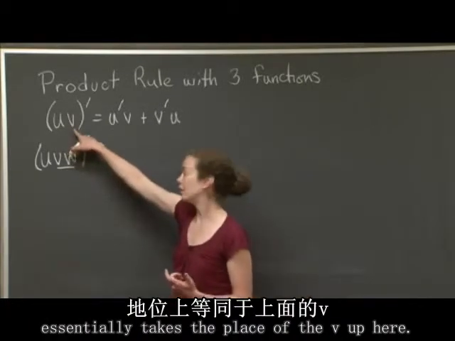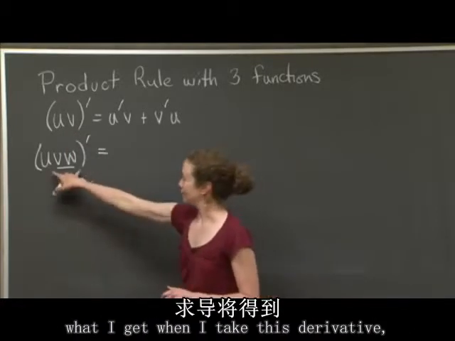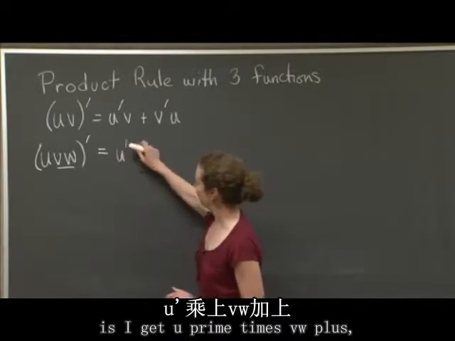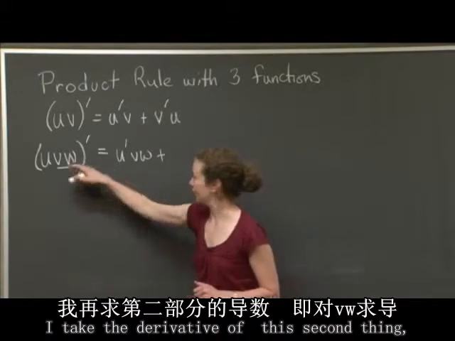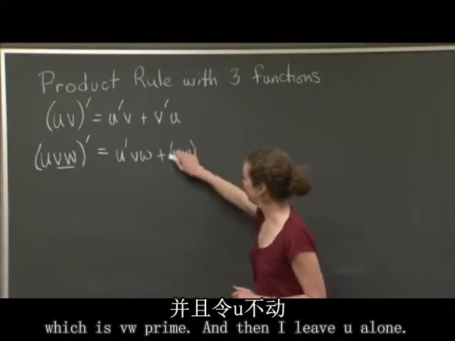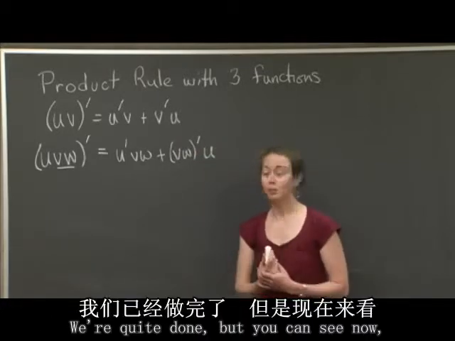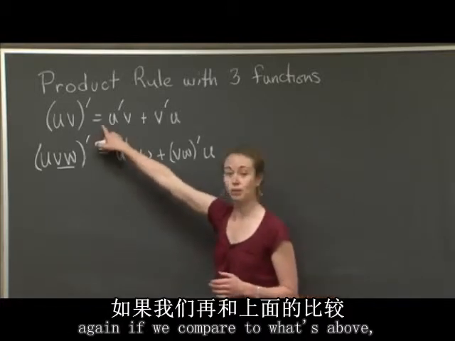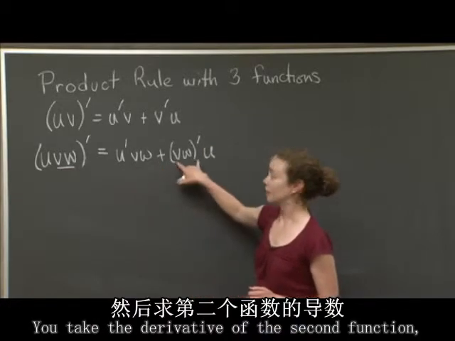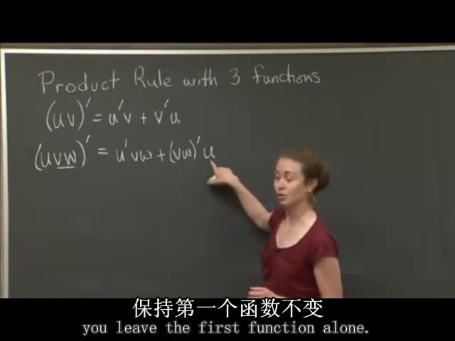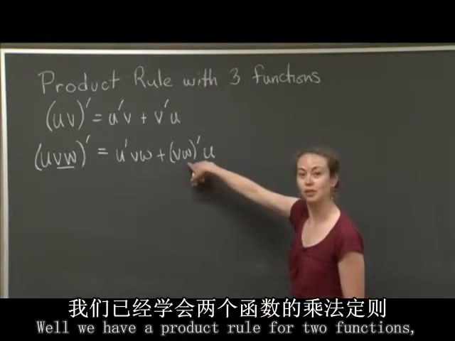Okay, so v times w will be our second function that essentially takes the place of the v up here. Using the product rule for two functions, when I take this derivative I get u prime times vw plus I take the derivative of this second thing, which is (vw)', and then I leave the u alone. We're not quite done, but you can see now, if we compare to what's above, you take the derivative of the first function, you leave the second function alone. You take the derivative of the second function, you leave the first function alone. But now, what do we do here? Well, we have a product rule for two functions, so let's use it.